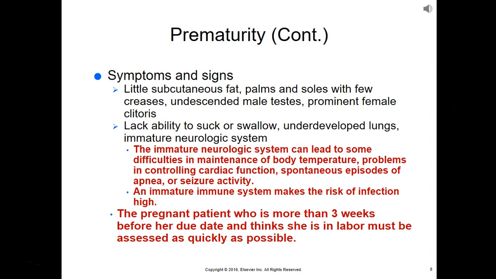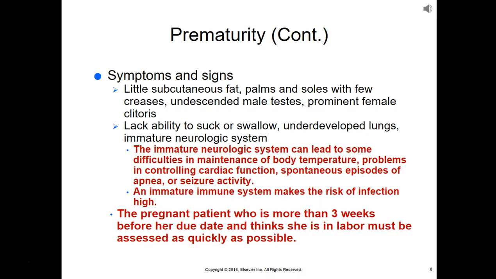Signs and symptoms of prematurity include little subcutaneous fat, palms and soles with few creases, undescended male testes, prominent female clitoris. They lack the ability to suck or swallow, which makes feeding very difficult. They often have underdeveloped lungs and an immature neurologic system. The immature neurologic system can lead to some difficulties in maintenance of body temperature, problems in controlling cardiac function, spontaneous episodes of apnea where they stop breathing, or seizure activity.